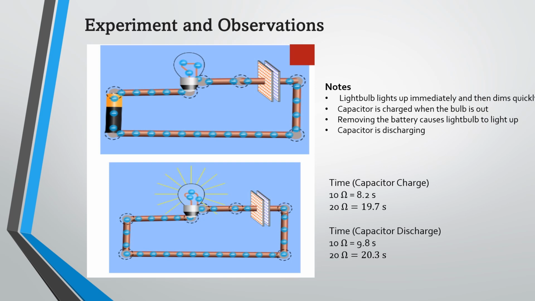Notes. The light bulb lights up immediately and then dims quickly. The capacitor is charged when the bulb is out. Removing the battery causes the light bulb to light up. The capacitor is discharging. The time of the capacitor charge for the 10 ohm is 8.2 seconds. For the 20 ohm, it is 19.7 seconds. The capacitor discharge time for the 10 ohm is 9.8 seconds, and for the 20 ohm is 20.3 seconds.